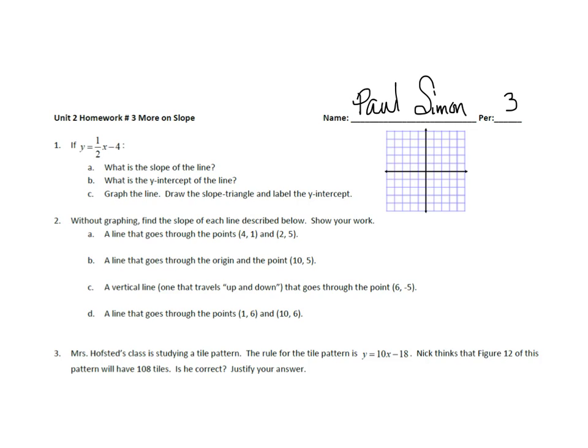Alright, question 1 says, if y equals 1/2 x minus 4, what is the slope of the line? B is what is the y-intercept of the line, and C is graph the line and draw the slope triangle and label the y-intercept.